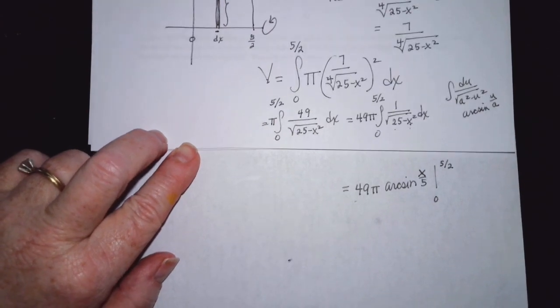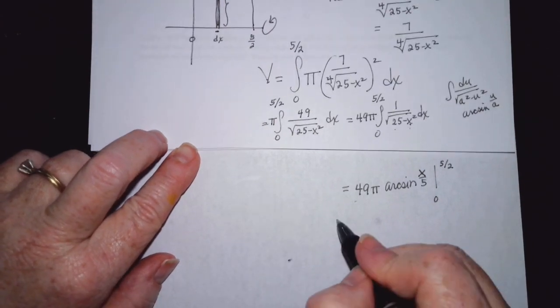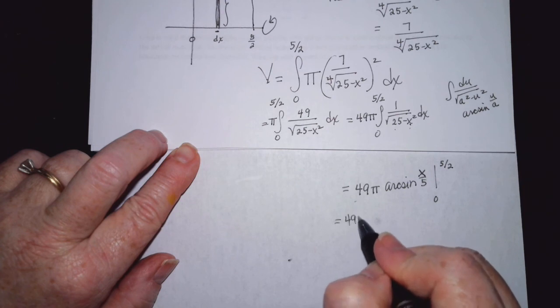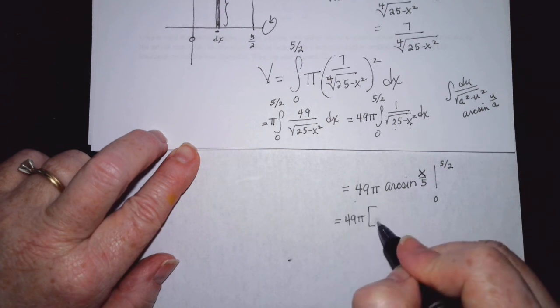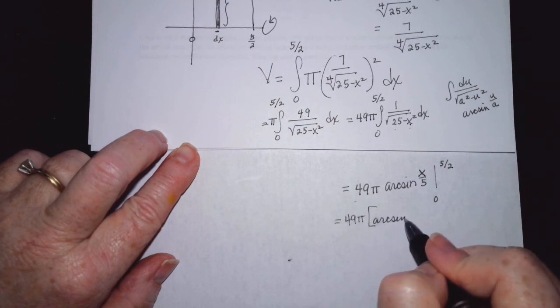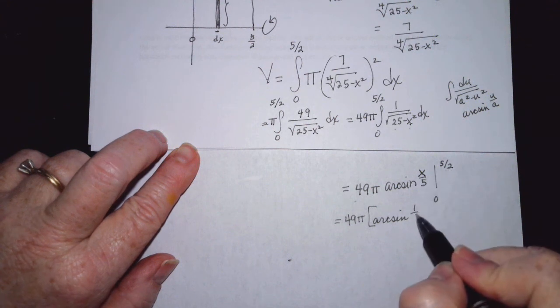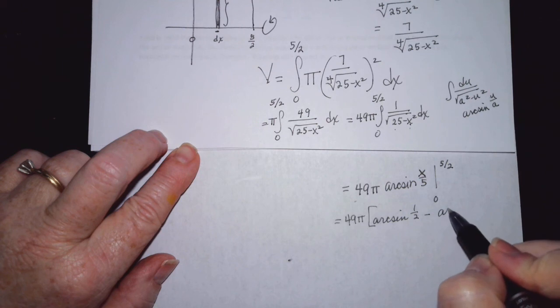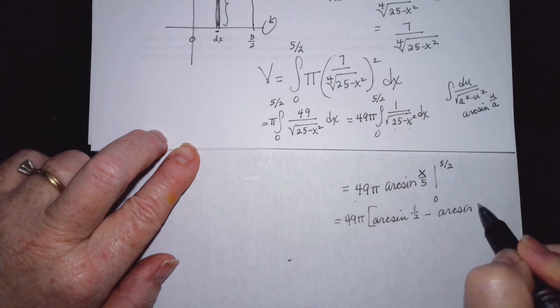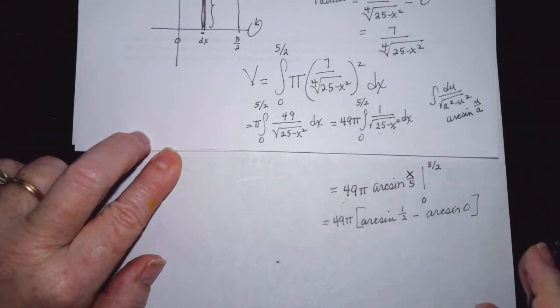And so we would end up with 49 pi times the arc sine of 5 over 2 over 5, which is 1/2, minus the arc sine of 0.